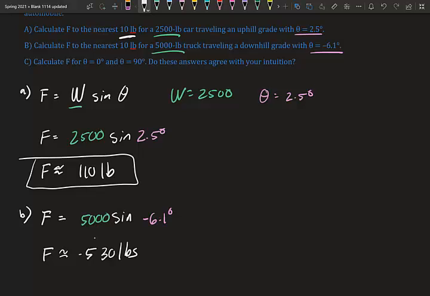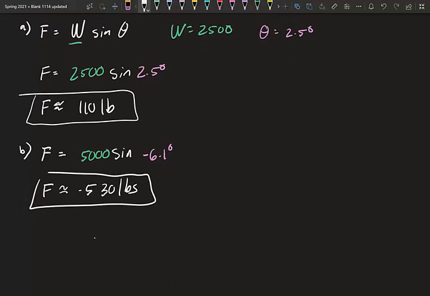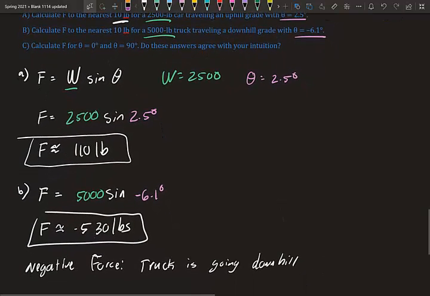Remember, you round to the nearest 10 of a pound, so 10, 20, 30, and so on. Now, why is it negative? It's a negative force because the truck is going downhill. So it should be a negative force, right? How do I know it's downhill? Well, it tells us down, and it's a negative angle.